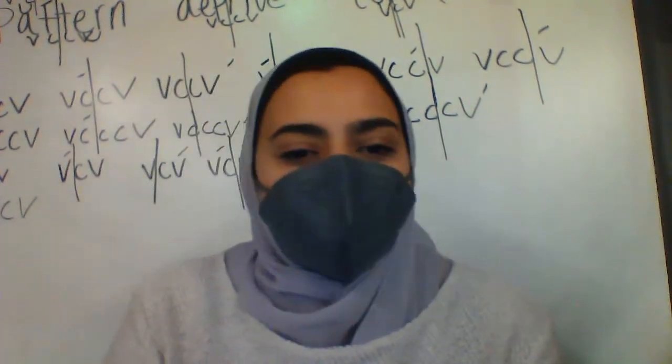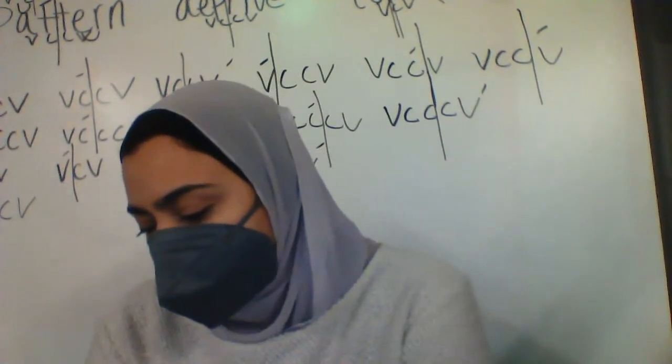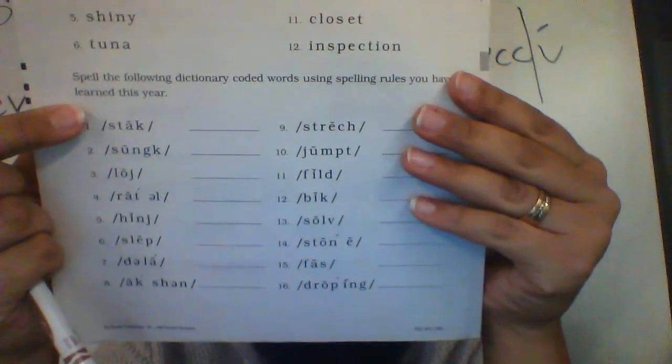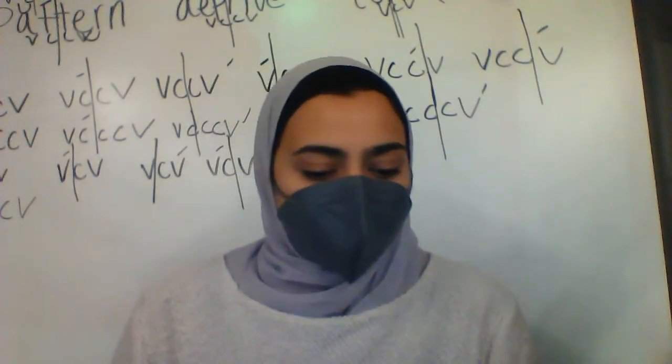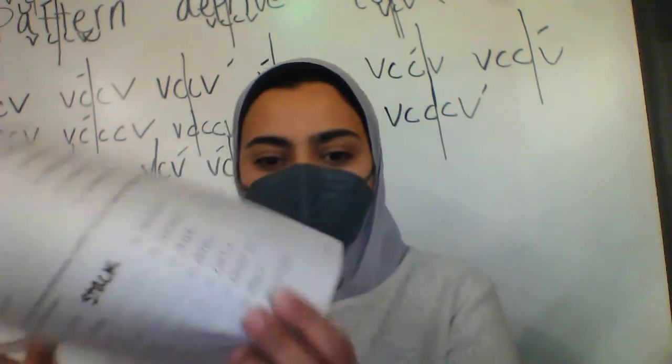On the bottom, it says spell. Ooh, I love this one. This one's fun. It says spell the following dictionary coded words using spelling rules you have learned. So this is not the right way to write it. You're going to sound it out and see what it says. Let's do number 1. Stack. Is that how you spell stack? No. How do you really spell stack? S-T-A-C-K. You understand?